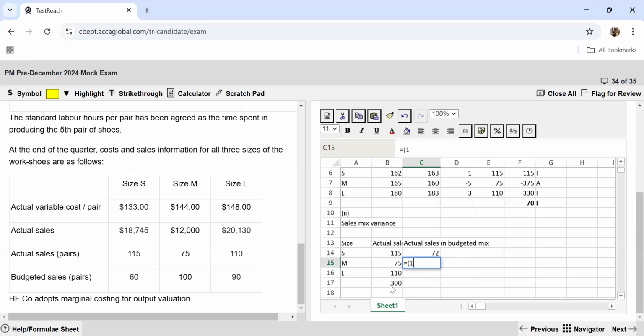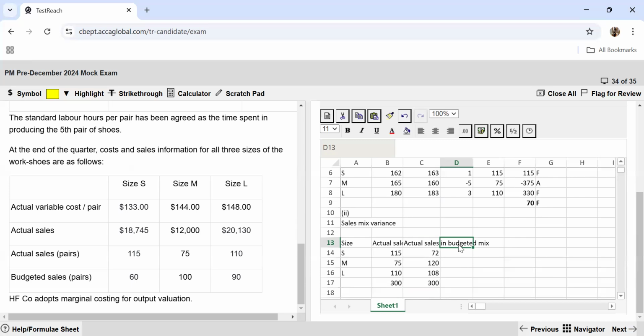Similarly, out of 250, 100, I want it to be the medium size. So I will find it accordingly. And now doing it for the last one, 90 out of 250, I want it to be the large size. So again, the sum should be equal to 300. Otherwise, you have done something incorrectly. So this is how you find out the actual sales according to the budgeted mix.